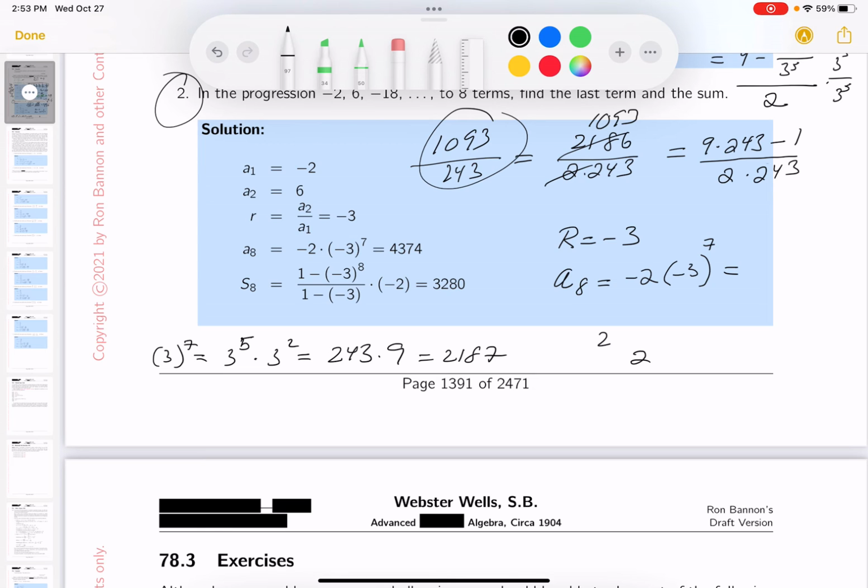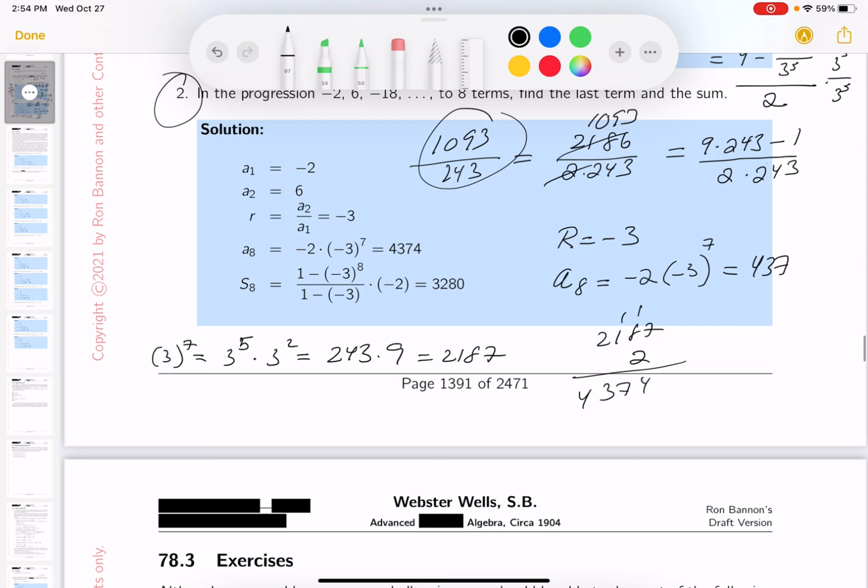And 2 times 2187. 2 times 7 is 14. Let's see. 2 times 8 is 16, 17. 2, 3, and then 4. 4, 3, 7, 4. That's done. All right, it's right over here.